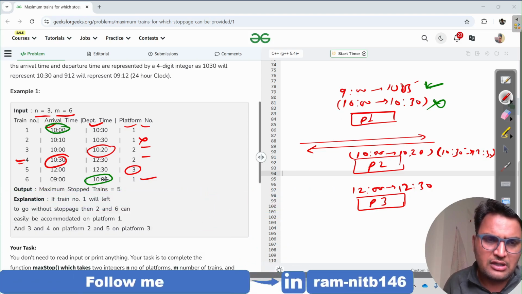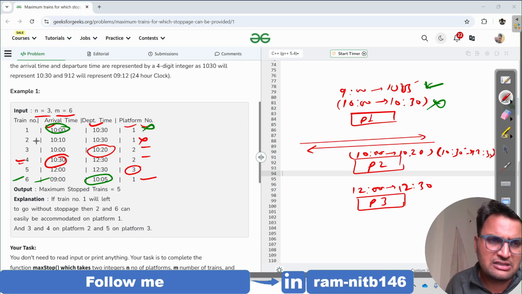It means if this sixth train comes first at 9 o'clock, it will stay until 10:05. But the other train comes at 10 o'clock, right? So now we have to pass this train directly. We cannot serve this one.